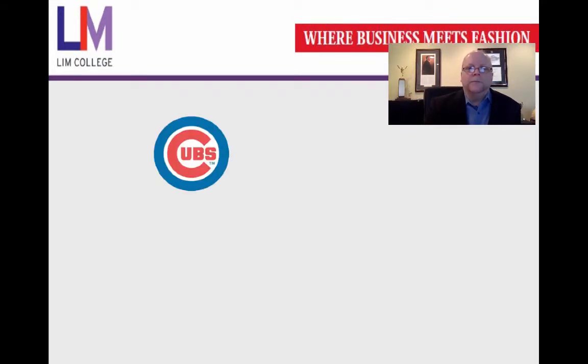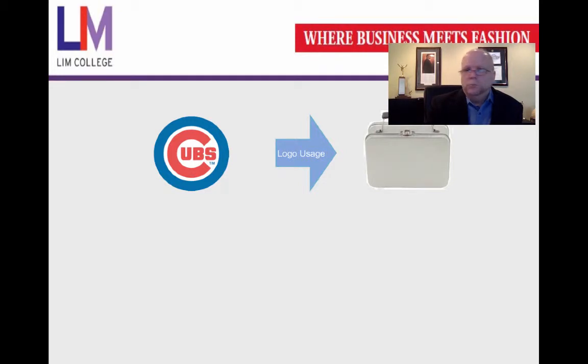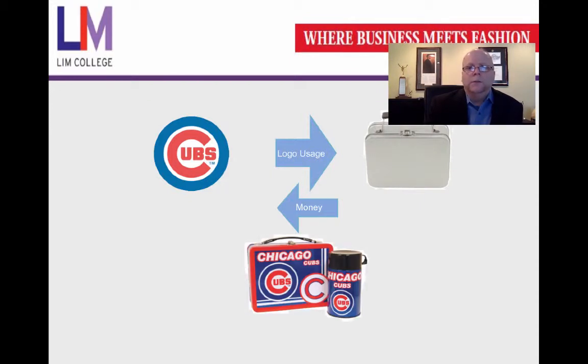So let's say you are working for the Cubs. You have the Cubs logo. A company comes to you and wants to use that logo to put on their lunch boxes. You give them that right in exchange for monetary or negotiated payment, money. And they get to put on the lunch boxes the Chicago Cubs trademark. That looks like this. So all the young Chicago Cub fans, all four of them, can go to school and probably get beat up because nobody's a Chicago Cub fan.